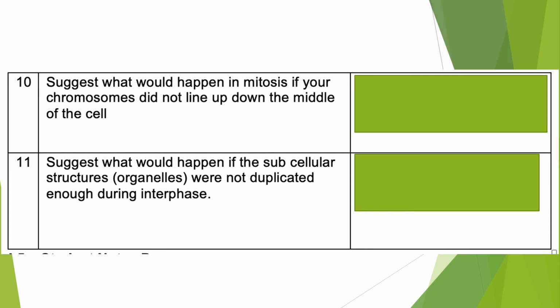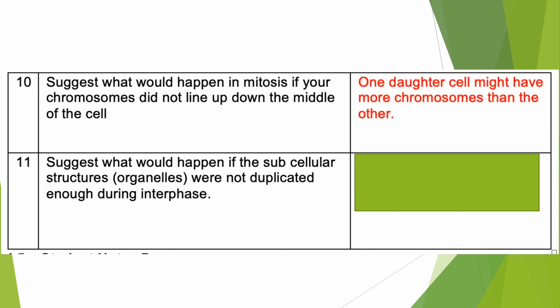And number 10 asks, suggest what would happen in mitosis if your chromosomes did not line up down the middle of the cell. So in one of the steps, remember that the chromosomes will line up along the equator of the cell, okay? And this is where the spindle fibers will attach themselves. But if the chromosomes did not line up, so they were just kind of randomly out throughout the cell, then what would happen in mitosis? So, if you can imagine, then one daughter cell might have more chromosomes than the other. Okay? So the reason why they line up is so that you ensure that both daughter cells have the exact same amount of chromosomes.